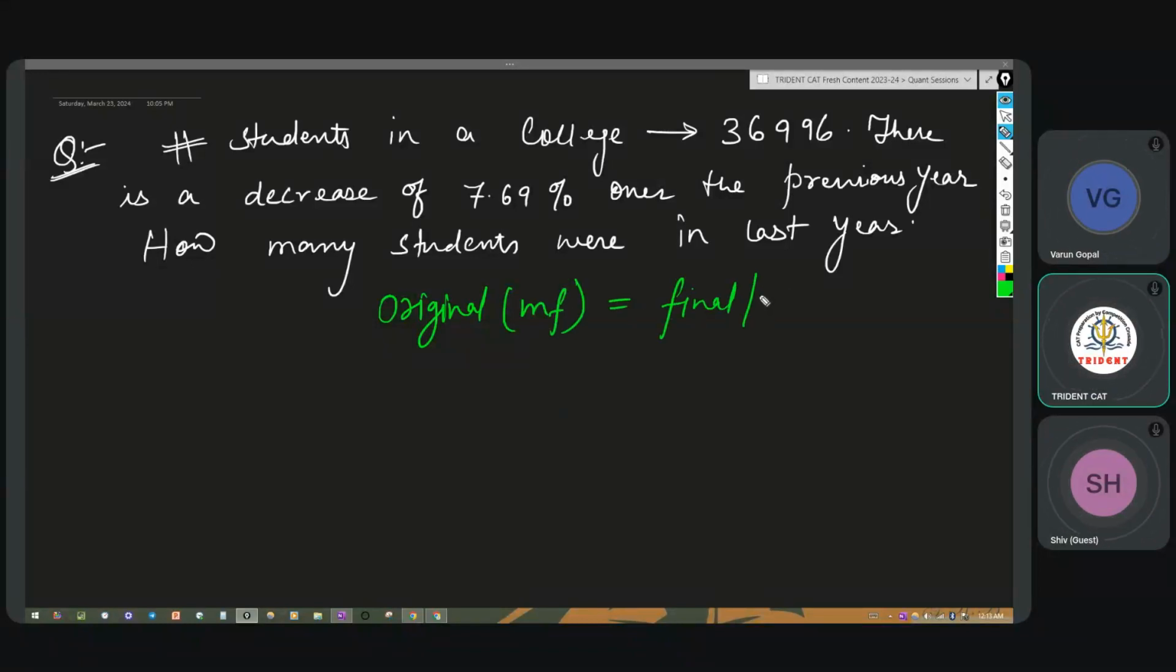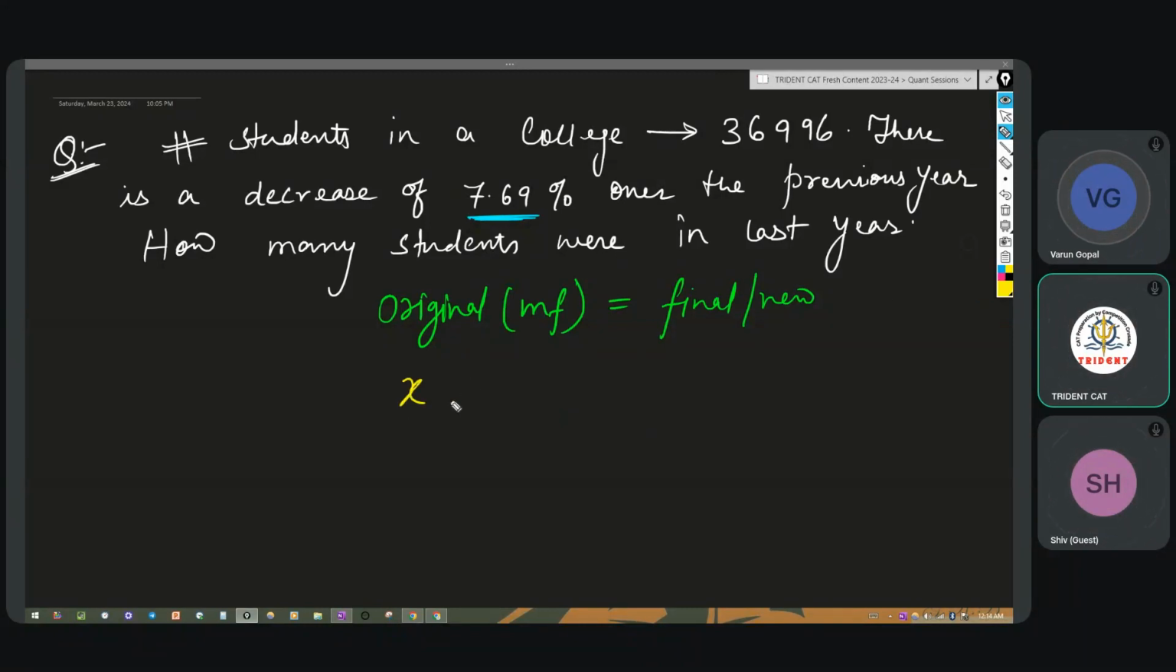Sir, I'm asking you, there is a decrease of 7.69% from the previous year. The previous year has to be more. Whenever there is a decrement, 36996. Okay, sir. So 40079. Yes, correct. Is that 14 by 13 into? No, not 14. Varun, you're making a silly error. You're making a very, very, very silly error.